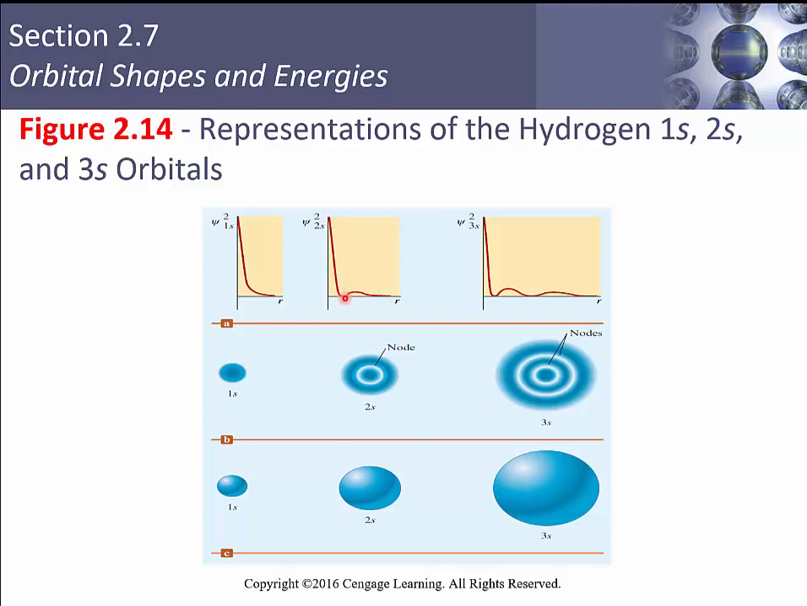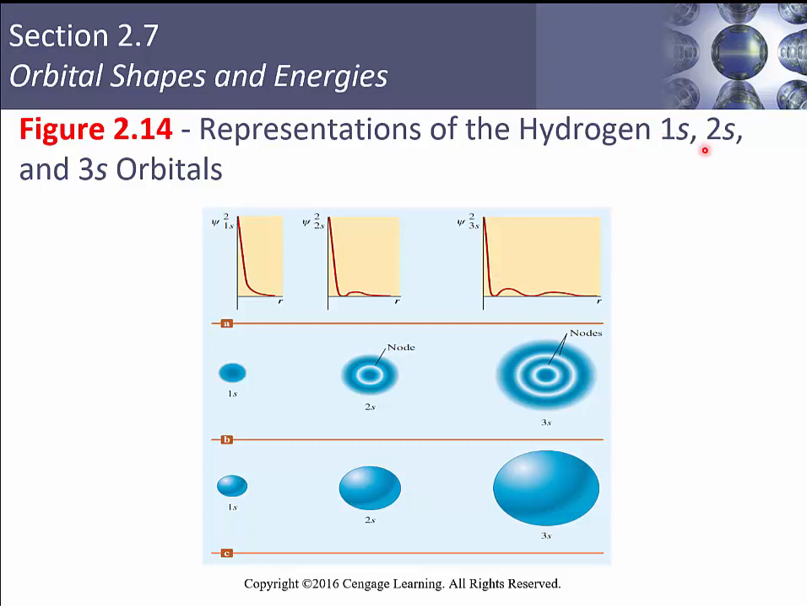So it's going to be a radial node. So it's going to be like a sphere within a sphere. And for our 3s orbital, we're going to have a sphere and a sphere and a sphere. So we're going to have 1, 2 nodes. As the n number goes up, the number of nodes increases.